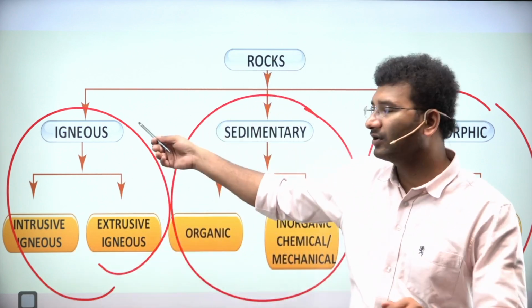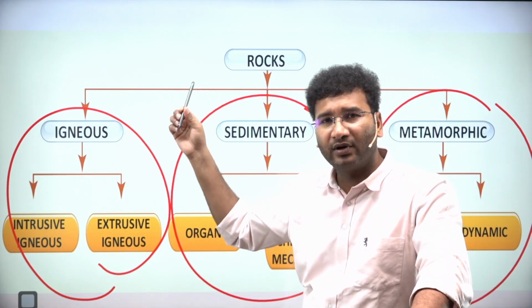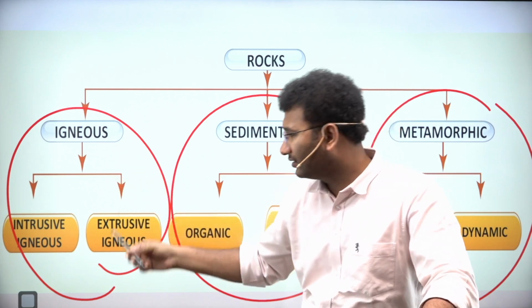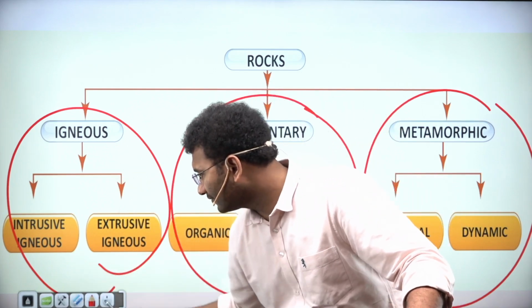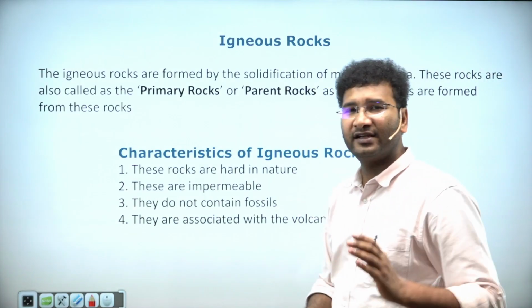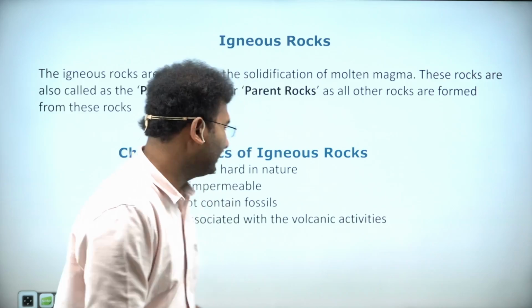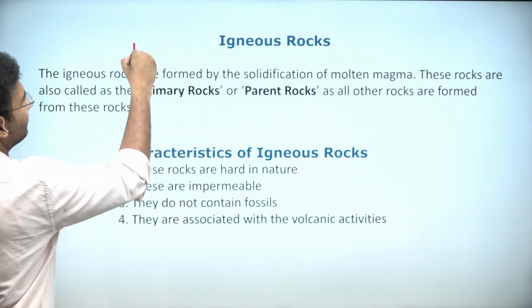I'll be telling you what are the examples of this, where do you find them in India, right? And what is the source of this rock formation. Okay, now let's quickly begin. Firstly, igneous rocks. What do you mean by an igneous rock? An igneous rock is a rock which is considered to be called a primary rock. All the igneous rocks will also be called primary rock.